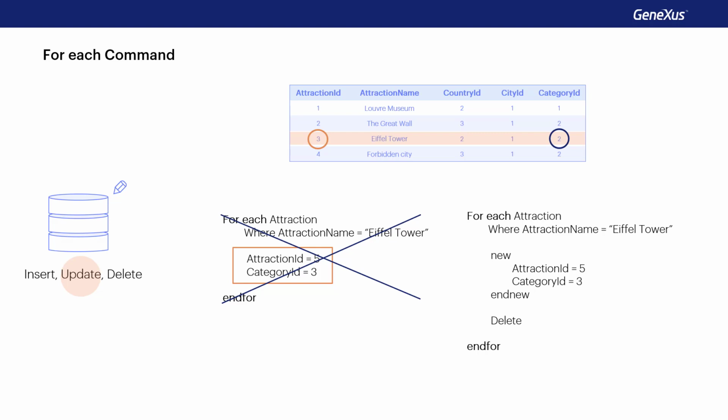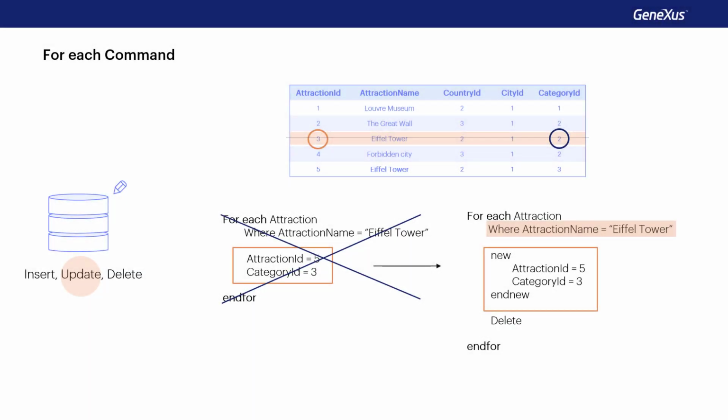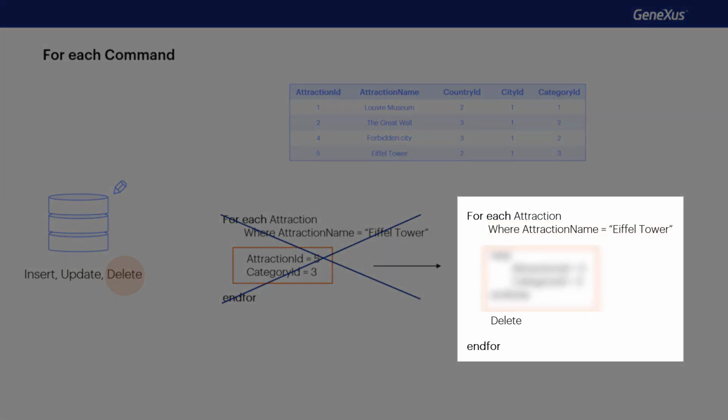And we did this by selecting the record in question, creating a new one with new, and immediately executing the delete command to delete the record of the for each in which we were positioned. This is how deletion will be in general. Using for each to choose a record and executing delete to delete it.